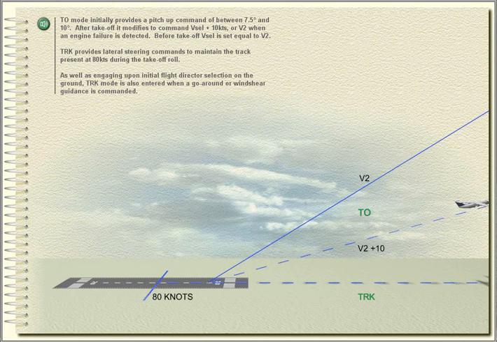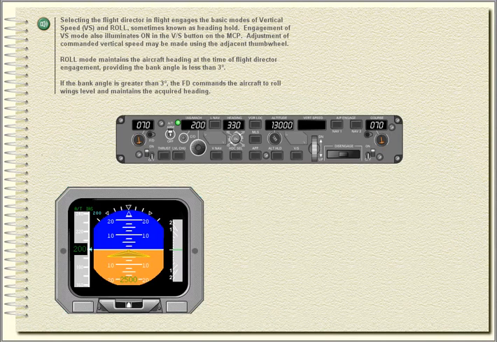As well as engaging upon initial flight director selection on the ground, track mode is also entered when a go-around or windshear guidance is commanded. Selecting the flight director in flight engages the basic modes of vertical speed, VS, and roll, sometimes known as heading hold.